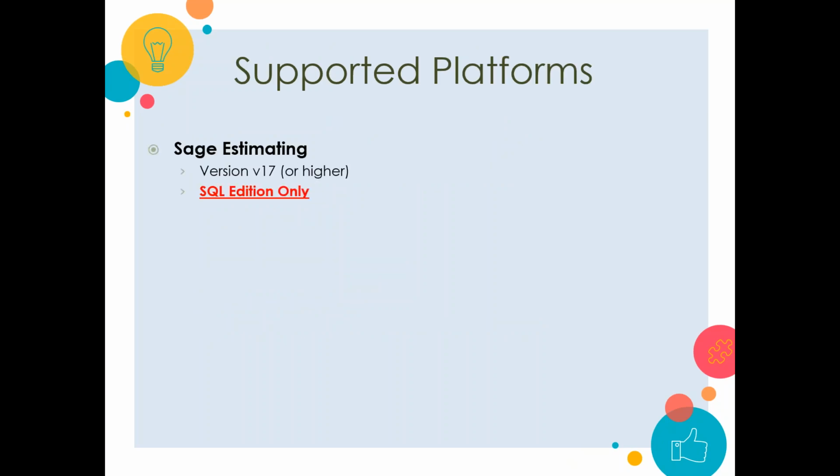In supported platforms, version 17 or higher, SQL Edition only. These are the versions of Microsoft Excel. Notice it says 32-bit only. So the default when you install Excel nowadays is 64-bit. So why did Microsoft do that? They didn't add a lot of capability into the 64-bit other than very, very large files that I've not ever seen anyone go past the limits that the 32-bit offers.